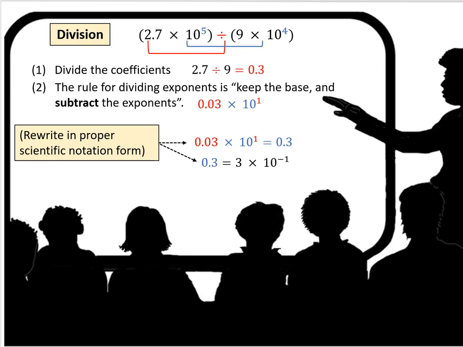So what I did is I expanded it and got 0.3, and then I'm going to write that in proper scientific notation. Well, in order to do that, I have to move the decimal point one place to the right. I'm moving it to the right, not to the left, so that means it's going to be 3 times 10 to the negative 1, because I'm going to have to move it backwards 1.